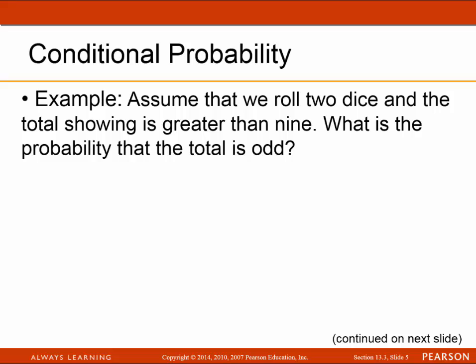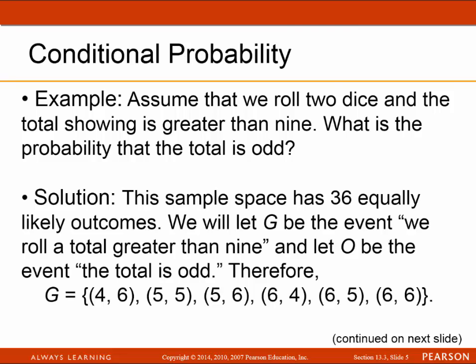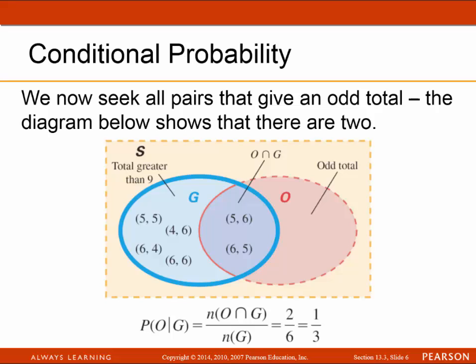So here's the first example. Assume that we roll two dice and the total shown is greater than 9. What is the probability the total is odd? So we know we have 36 equally likely outcomes. We're going to let G be the event that we roll a total greater than 9, and O be the event that the total is odd. So here we have the sample space for G, and then out of this sample space, two of them are actually odd. So the probability of odd given greater than 9 is equal to 2 over 6, which is 1/3.